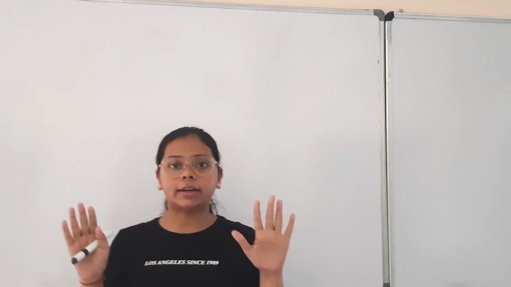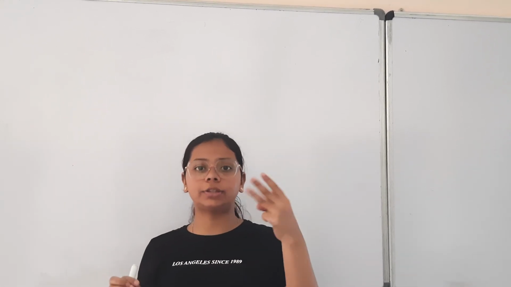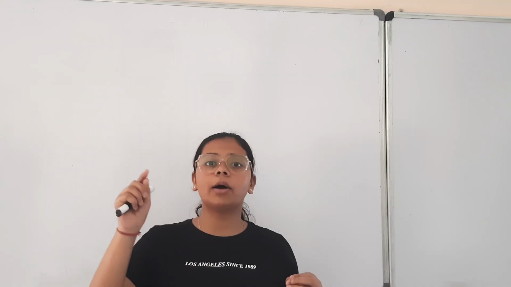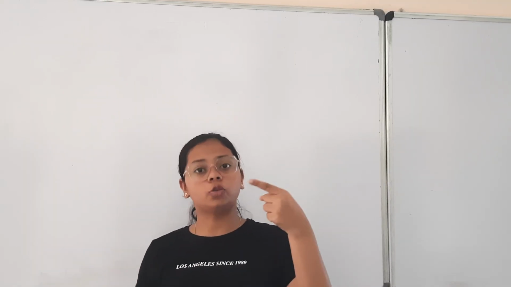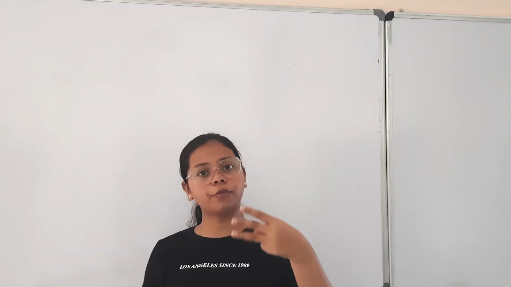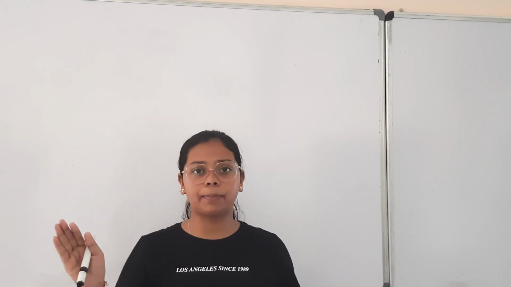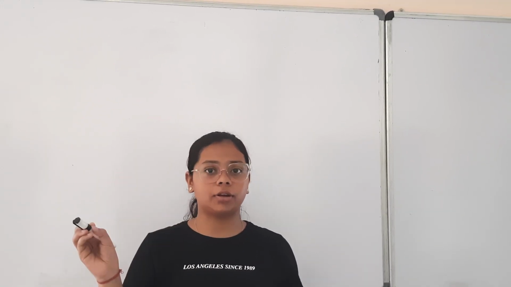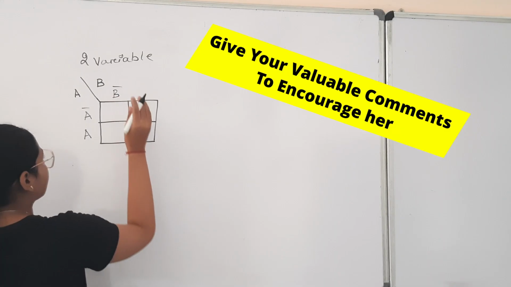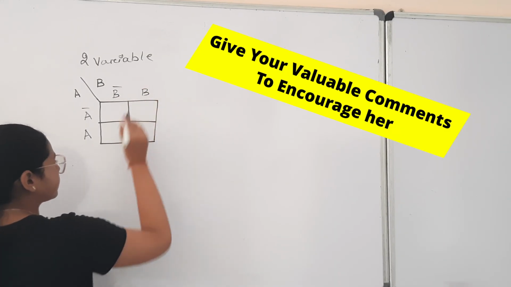I will categorize K mapping into three categories on the basis of the number of variables, that are 2 variables, 3 variables and 4 variables. Step 1 of the basics of K mapping is creating the matrix. So let's start with the 2 variable one. And column 2 to be B.